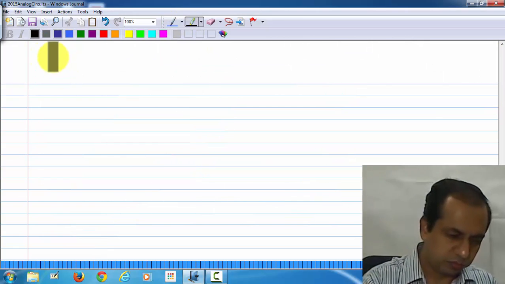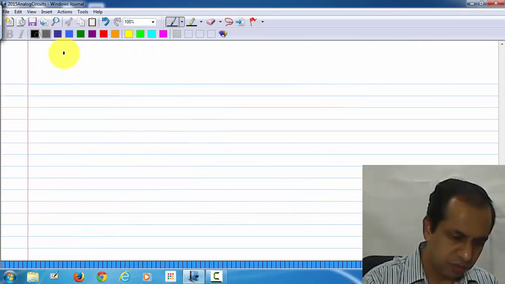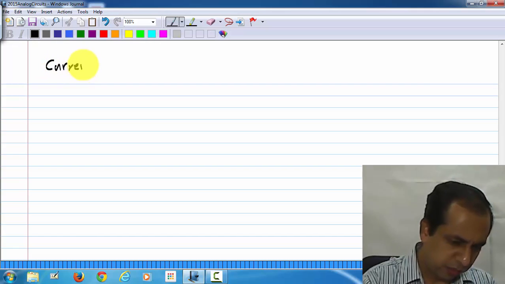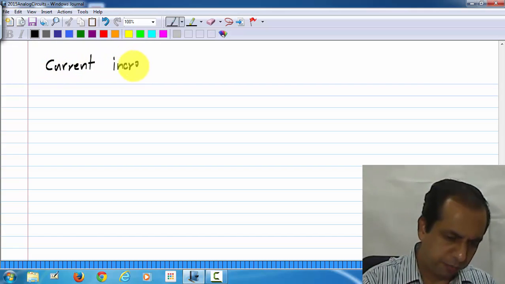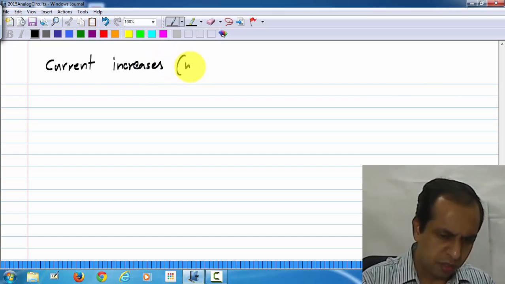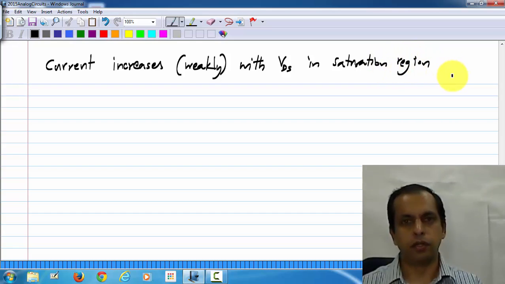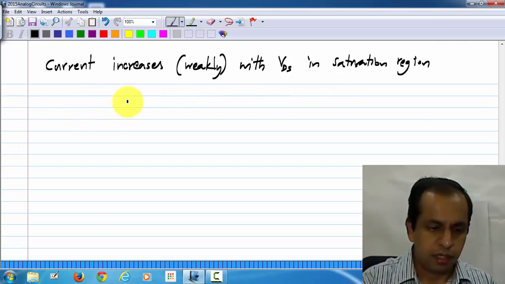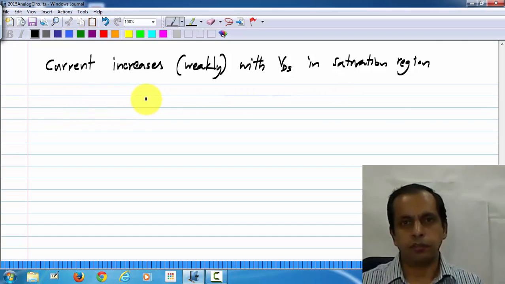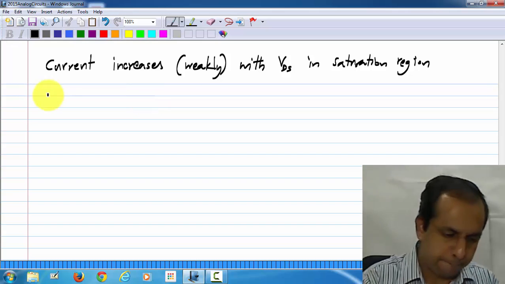So, current increases weakly with VDS in saturation region. Okay. And if you attend courses on device physics, you will understand why this is the case.